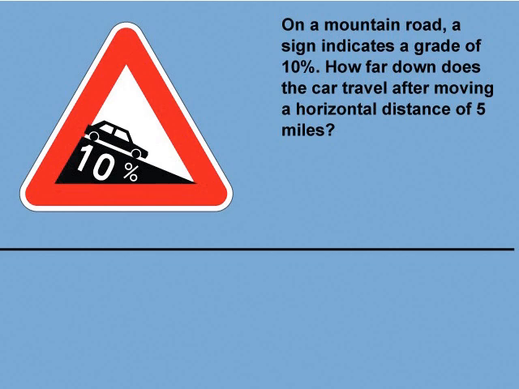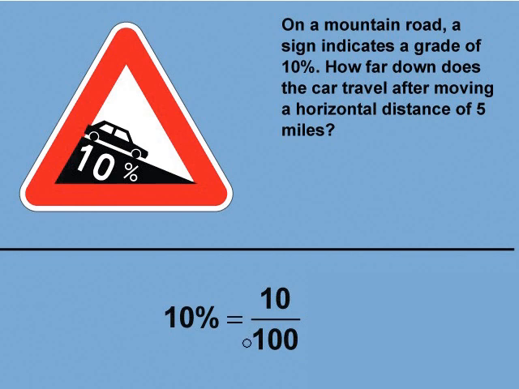On a mountain road, a sign indicates a grade of 10%. How far down does the car travel after moving a horizontal distance of 5 miles? Grade is slope written as a percent. Slope is also the rise over the run, or the vertical distance over horizontal distance. Let's write 10% as a ratio, which is 10 over 100.